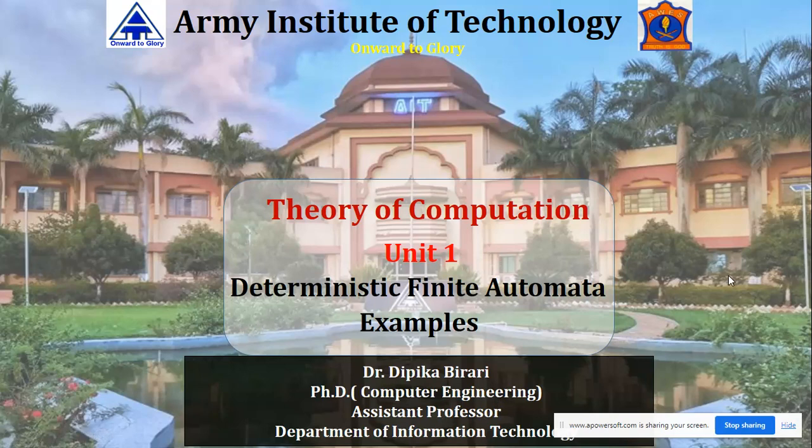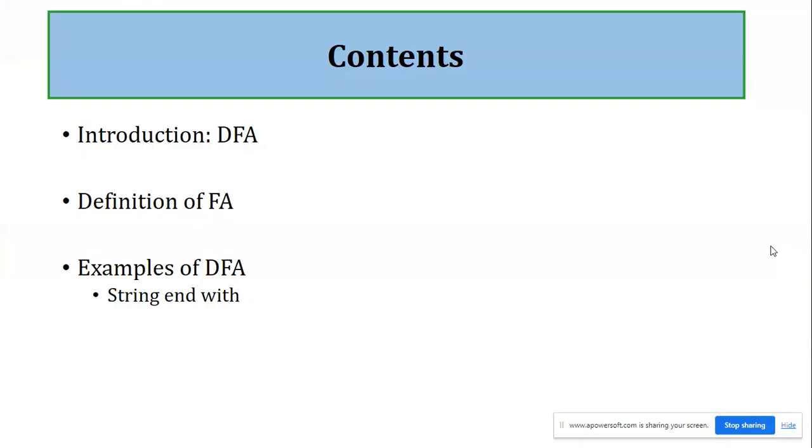So in the previous session we went through the introduction to finite automata and the different types of FA. Today we are going to start with the DFA, that is deterministic finite automata, which is the first type of finite automata, and we'll see some examples. The contents are the introduction to DFA, the definition of the DFA, and examples like string ending with. There are some categories like string starting with, string ending with, and substring type, from which we are going to cover one category, that is string ending with.